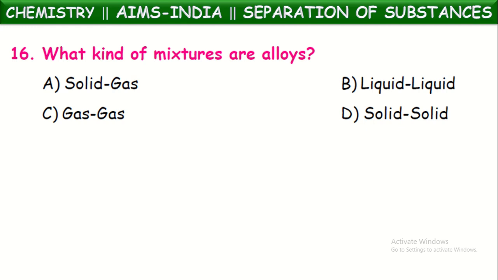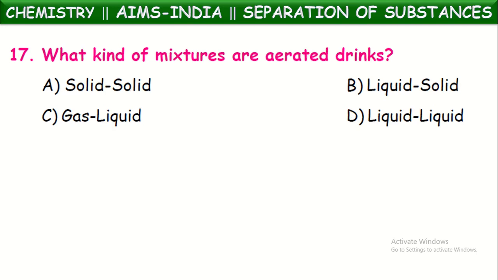Next one. What kind of mixtures are alloys? In the earlier questions we have seen, alloys are mixtures of two or more metals, so they contain completely solids. Now we can say alloys are mixtures of two or more solids, so solid mixtures. Alloys are solid mixtures. Next one.